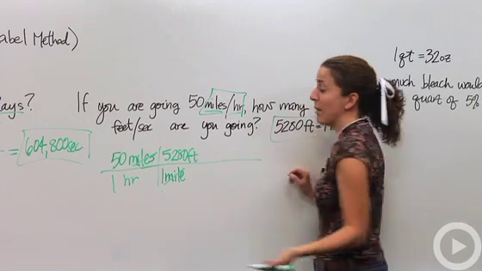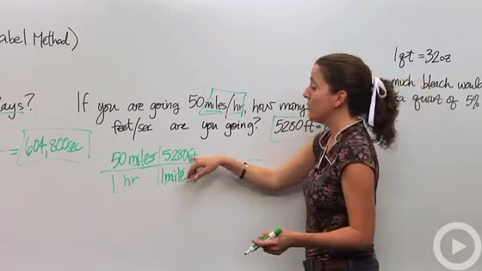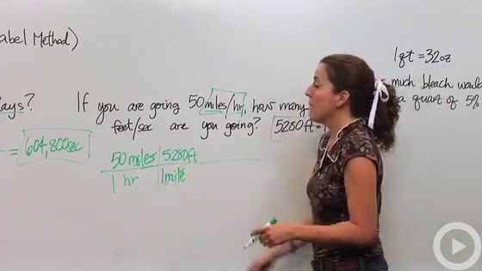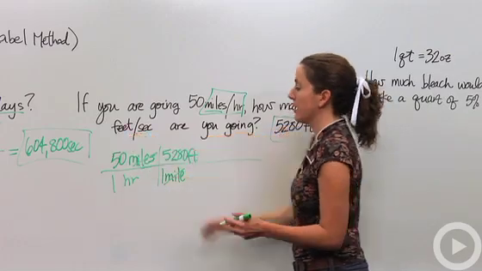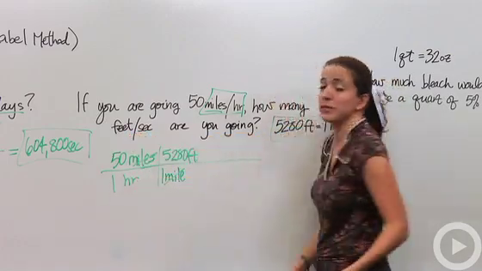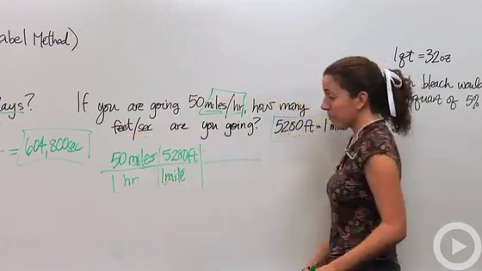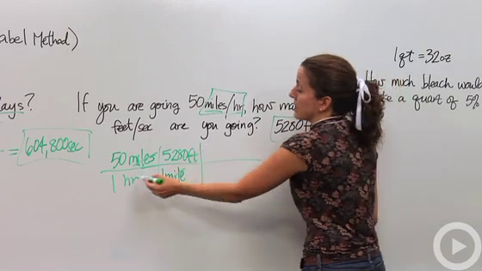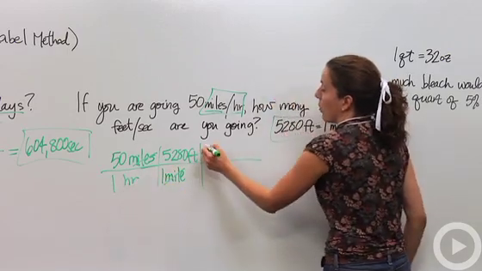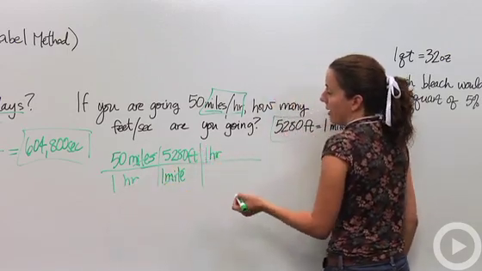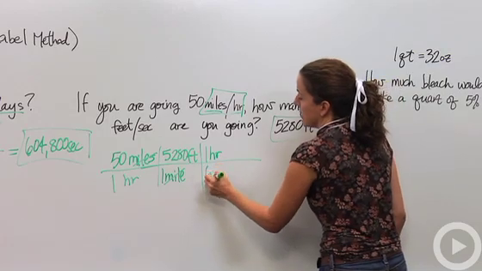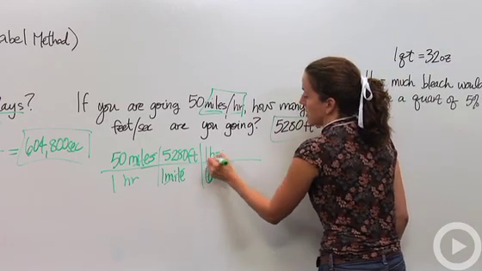Right now, if I stopped this problem, I would be in feet per hour. But I don't want to be in feet per hour. I want to be in feet per second. So I've got to figure out how to change those hours. I don't want to mess with the feet, so I'm just going to deal with the hour. I know that in 1 hour there are 60 minutes, so I can cross out that hour.